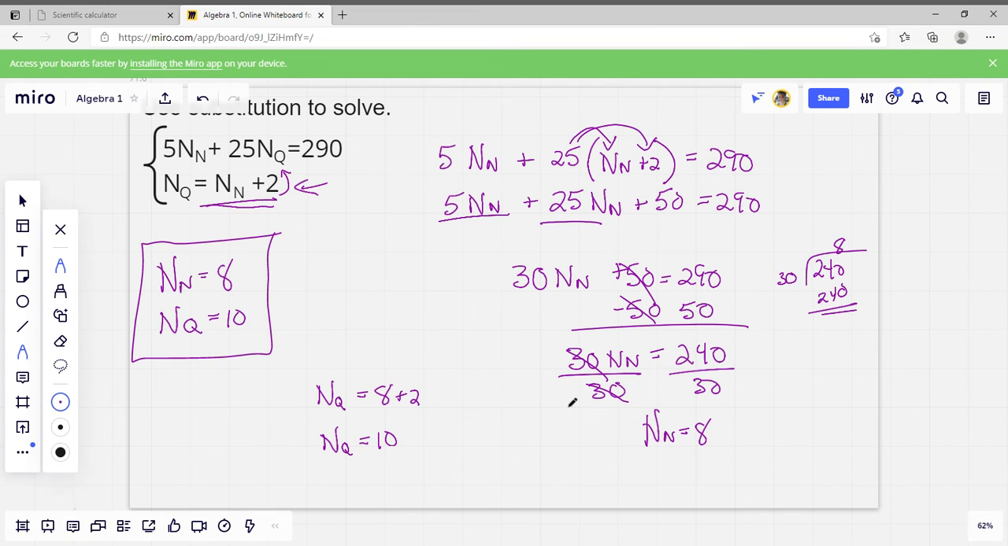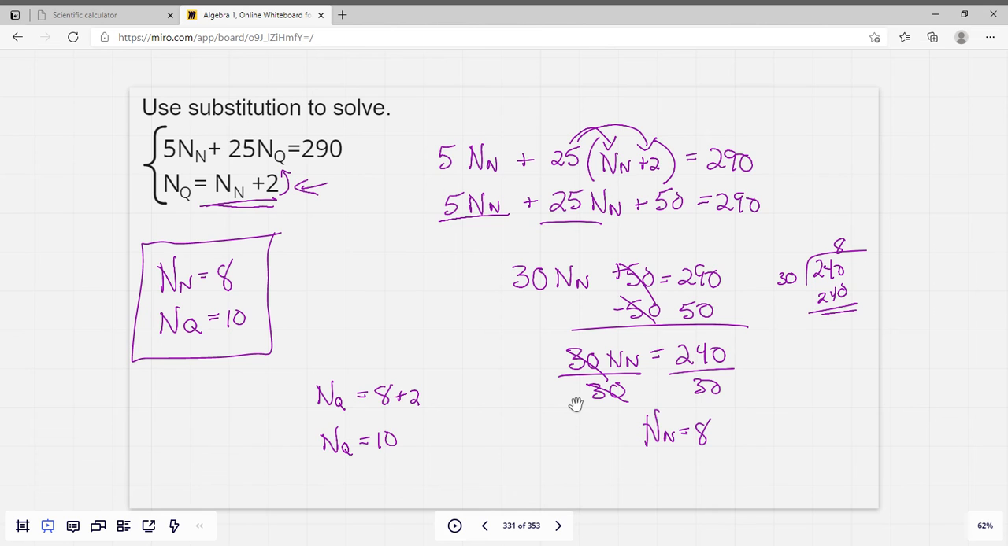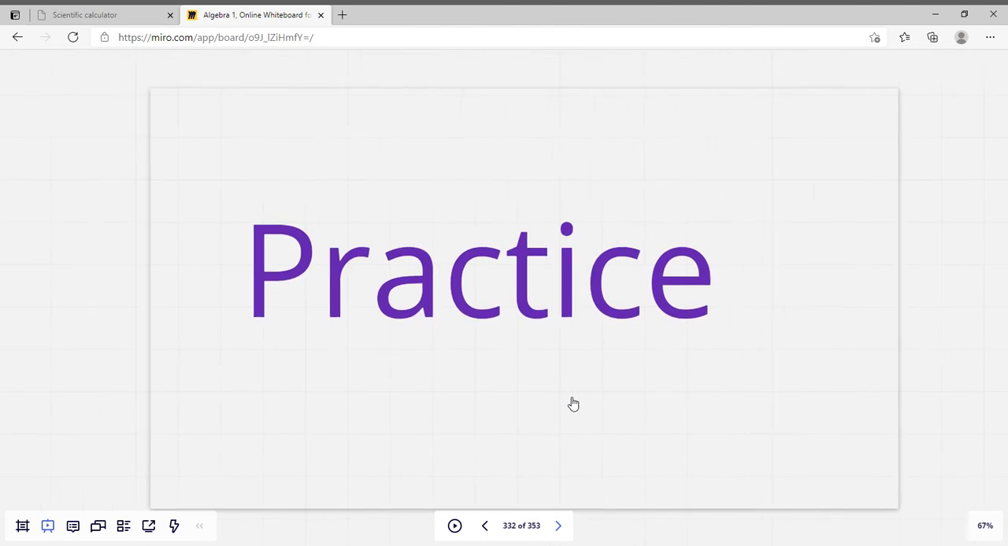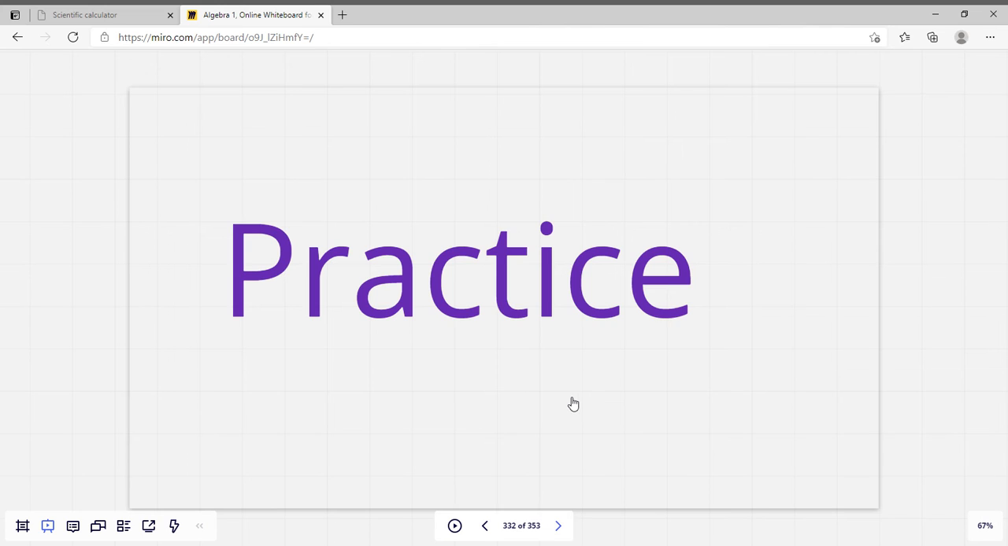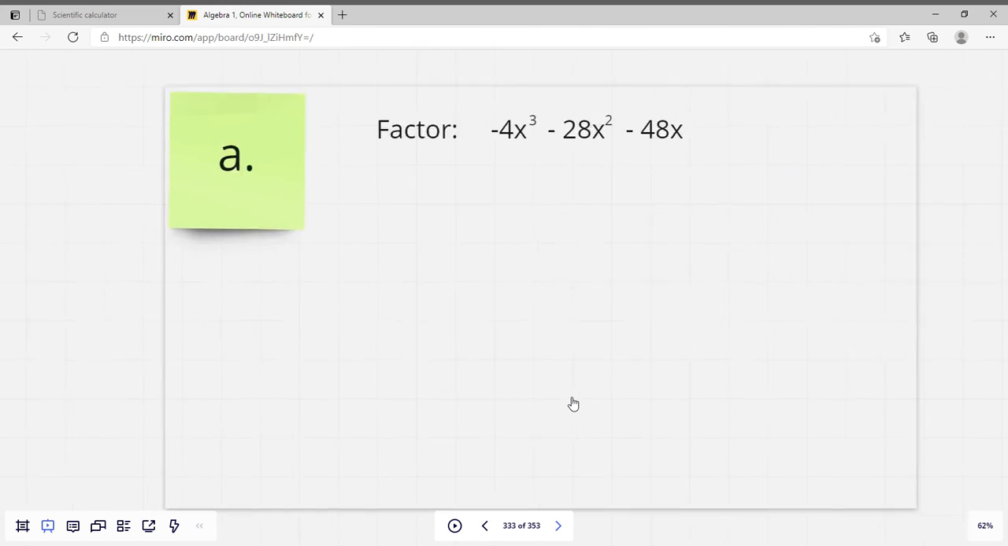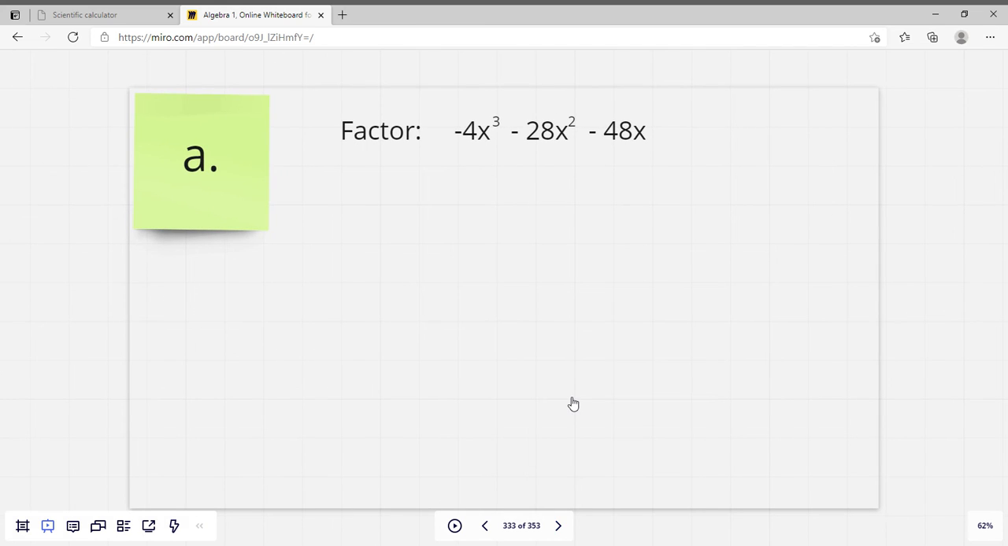Substitution and elimination. Just your variables look more complicated, but really it's the same thing. Alright, go ahead and work those practice problems. Pause the video, work them out, and then I'll work them for you. Alright, so hopefully you paused the video and worked these.